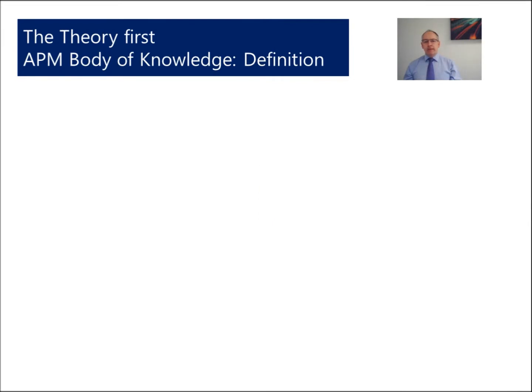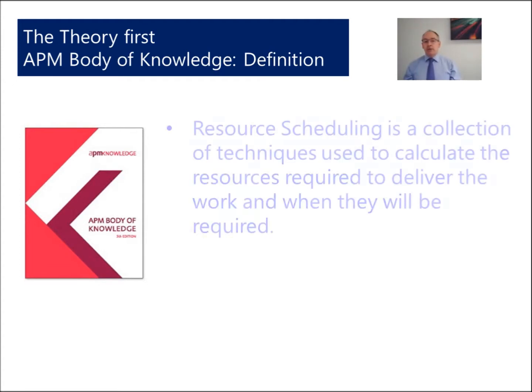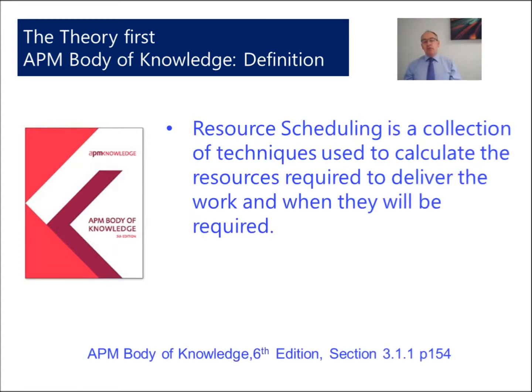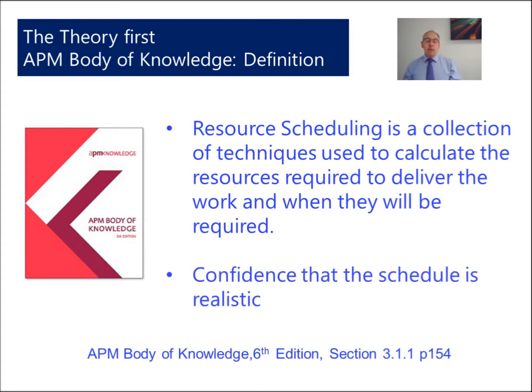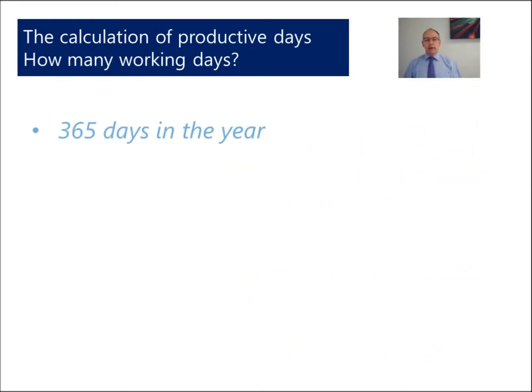First, let us look at the theory. Now, in the Association for Project Management Body of Knowledge, the 6th edition, it identifies that resource scheduling is a collection of techniques used to calculate the resources required to deliver the work and when they'll be required. And it goes on to make the point that we have to have confidence that the schedule is realistic. So if we know the number of productive days, that helps give confidence that we know we have the right number of resources.